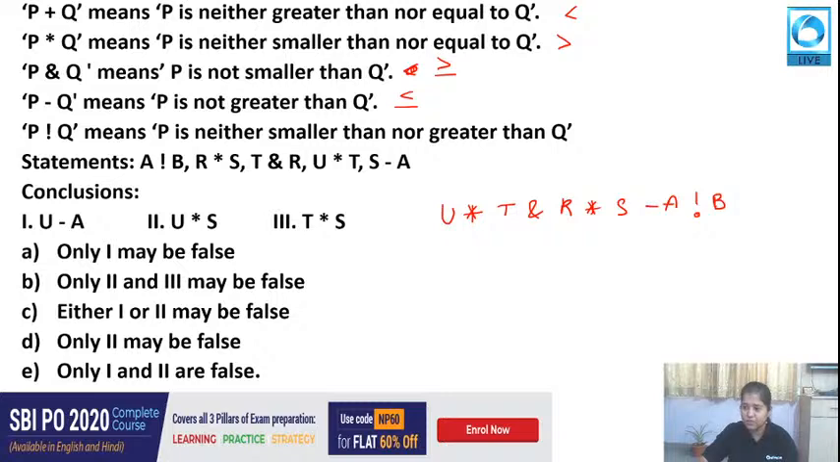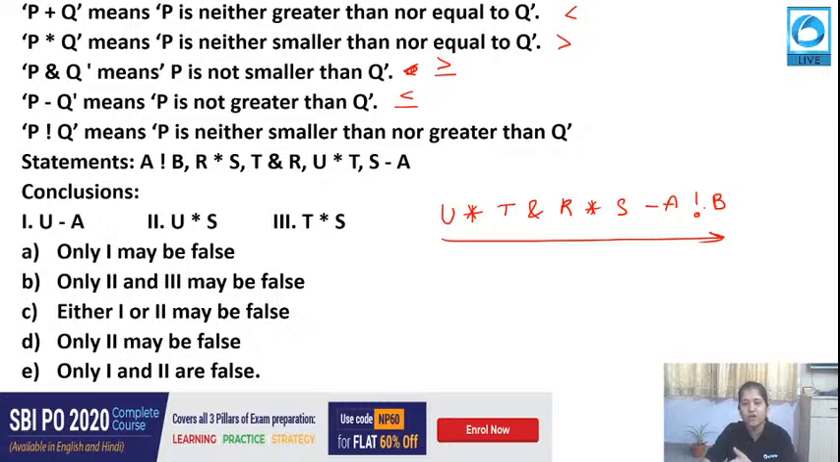Absolutely right. So, bilkul sahi jawab hai. That is 2 and 3 are right here. They are absolutely true, and 1 may be false. Theek hai? So, 1 aapka galat ho sakta hai, because the relationship between U and A cannot be determined. Theek hai? So, yahan par maine aapka pura ka pura ye, this is the statement. If you combine this, this statement can be written like this. Theek hai?